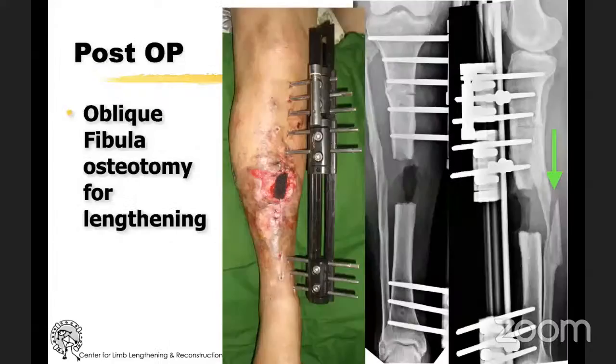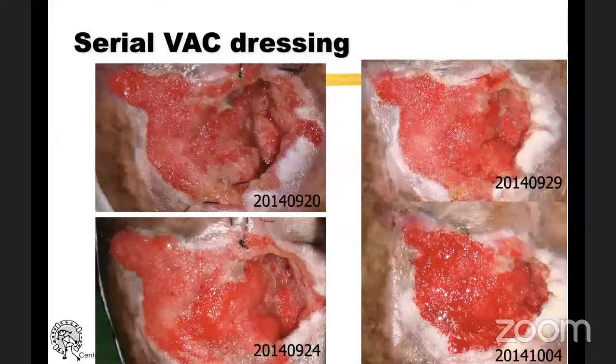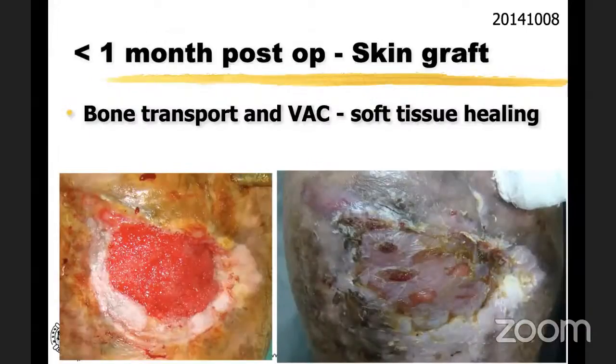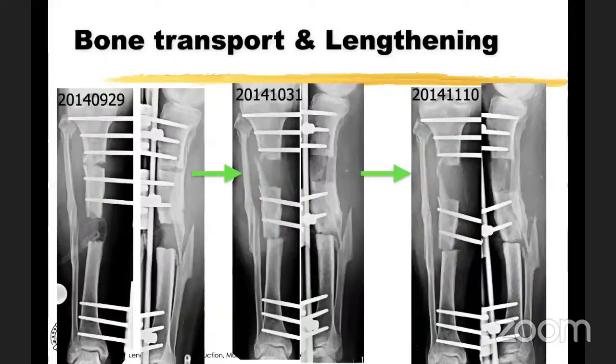These are the post-op pictures. And we applied VAC dressing, serial VAC dressings were done. These are the wound pictures at the serial VAC dressing. So within 1 month, we were able to achieve good coverage of the bone and local soft tissue defect. Then we have done the skin grafting. So bone transport helped in shrinking the wound and improving the vascularity at the soft tissue defect. The bone transport and lengthening was done gradually.